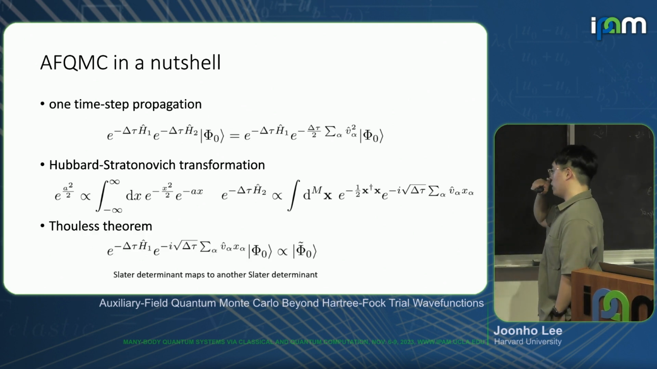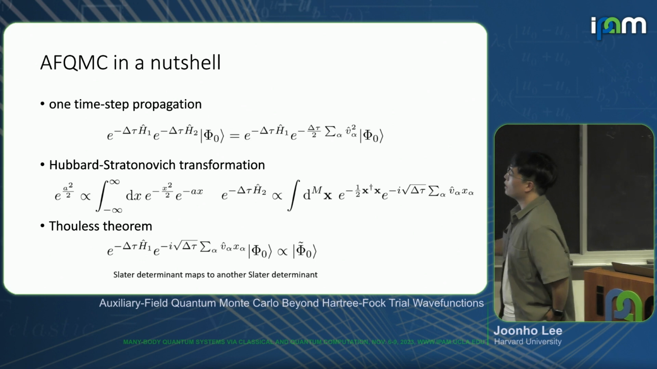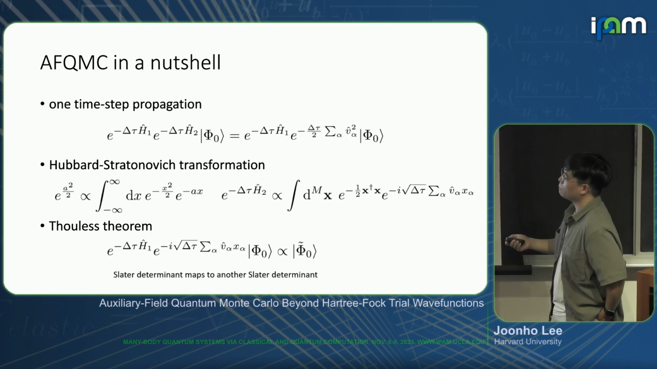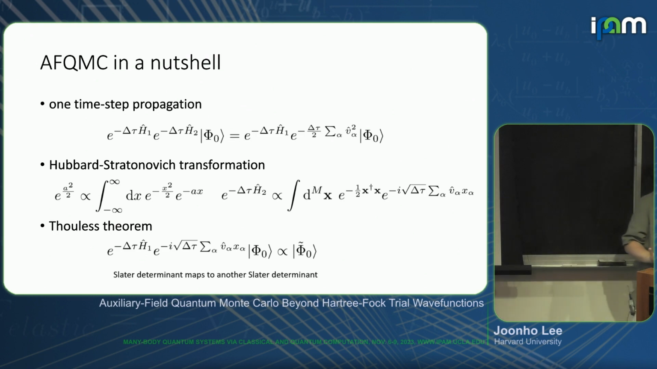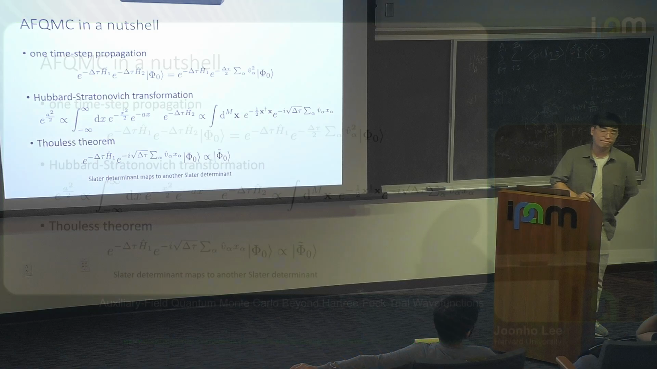And we do have what we call Thouless theorem. What it means is, if I start from a Slater determinant and apply a set of one-body operators that are all exponentiated, the theorem says the resulting state after you act these one-body propagators will be another Slater determinant.